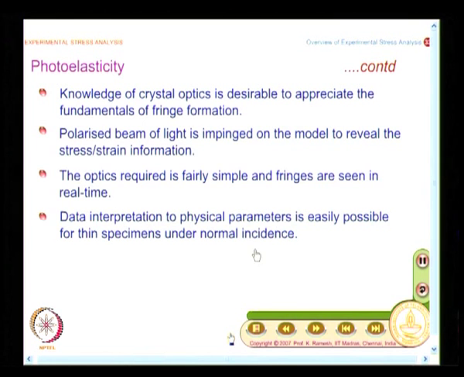See, when you go to the finer aspects of any of the technique, there will be restrictions. So, it is a tool, and how good you use the tool, you get the information. So, whatever the experimental technique you look at, you have to look at its positive aspects as well as its limitation. Within that constraint, you should employ those experimental techniques. And I have mentioned that data interpretation is easy for thin specimen or normal incidence. You will appreciate only when you go to other techniques how difficult the data interpretation is.